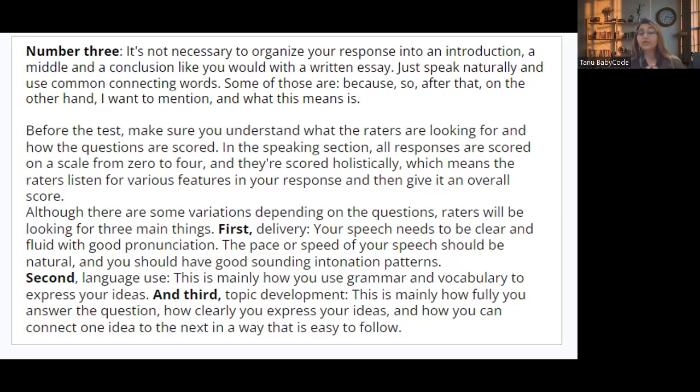The second thing is they look for language use. This is how you use your grammar and your vocabulary to express your ideas. And the third thing is topic development. This means how fully you answer your question and how clearly you express your ideas. How can you connect one idea to another, right? And is it easy to follow or not, right? So, three things will be evaluated here: delivery, language use, and topic development.